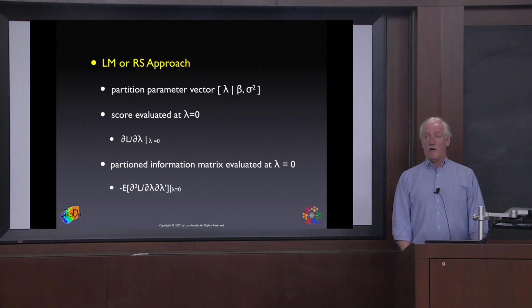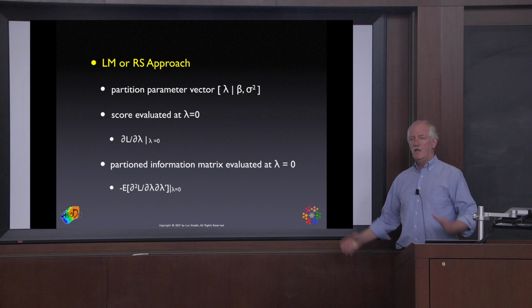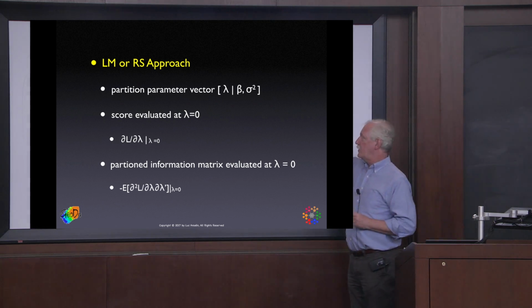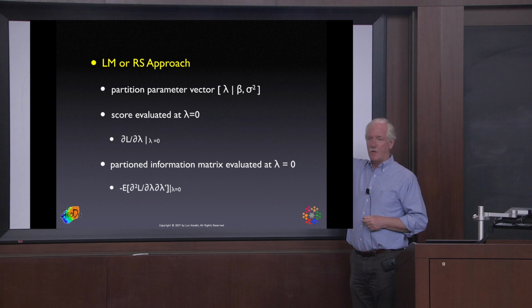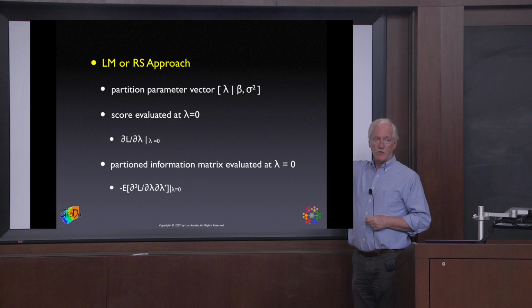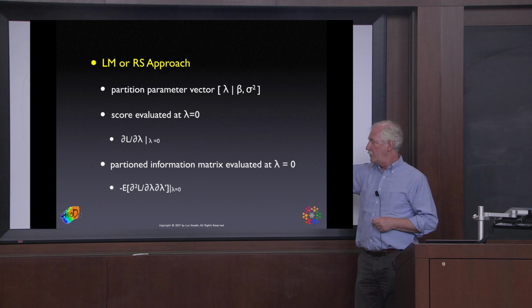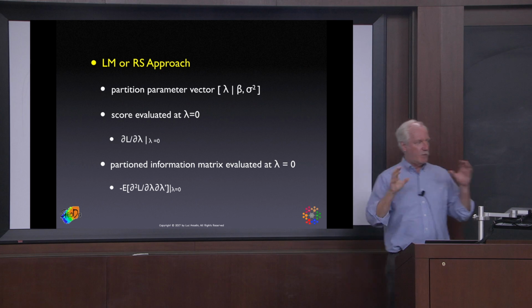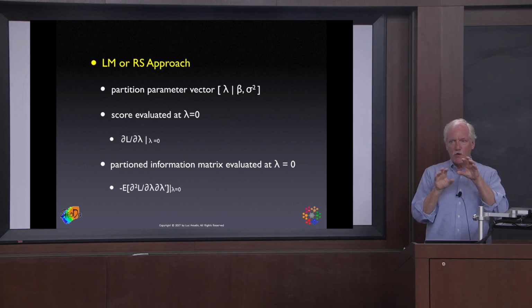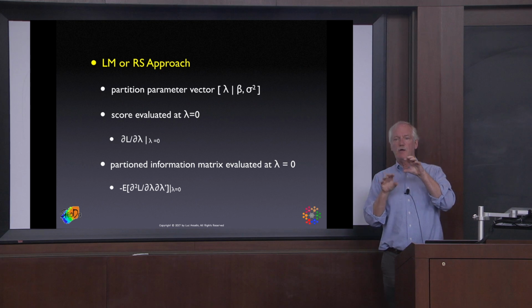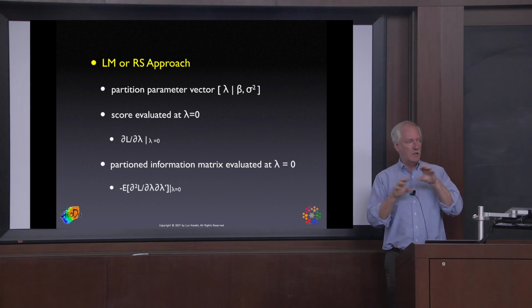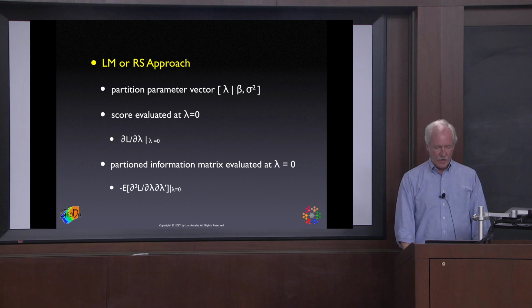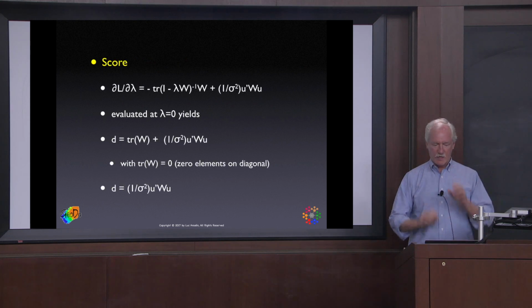Okay, so how do we go about this? We partition the parameters between the one that we care about, in this case lambda, and the other ones. Then we figure out the score, the partial derivative, and we set lambda to 0. Then we figure out the information matrix, and we set lambda to 0. And because it's partitioned, the only parts we have to worry about are the parts that pertain to lambda. So this simplifies things in the error model because it's block diagonal.